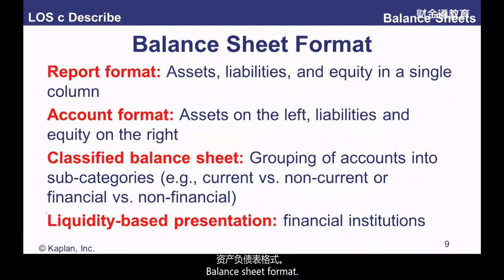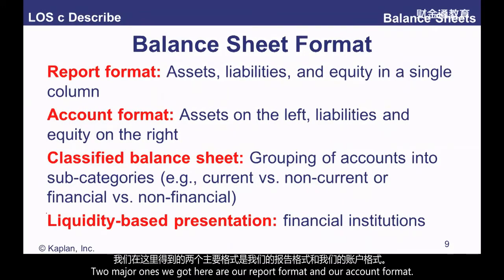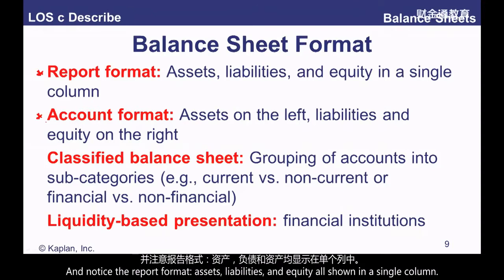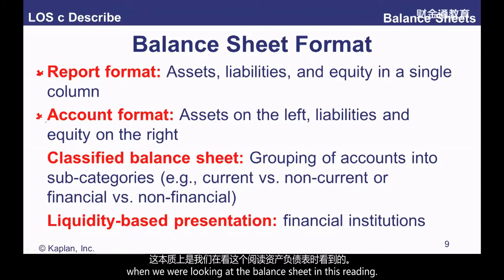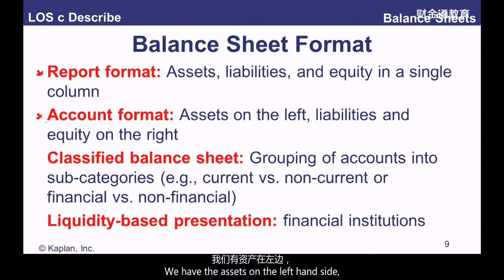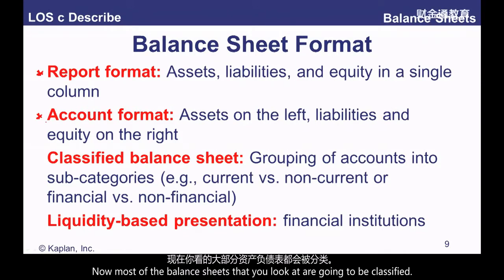Balance sheet formats, we're asked to describe alternative formats of the balance sheet. Two major ones that we've got here are our report format and our account format. Now notice the report format, assets, liabilities and equity all shown in a single column. Now our account format, and that's essentially what we saw earlier on when we were looking at the balance sheet in this reading, we have the assets on the left hand side and we have our liabilities and equity on the right hand side.